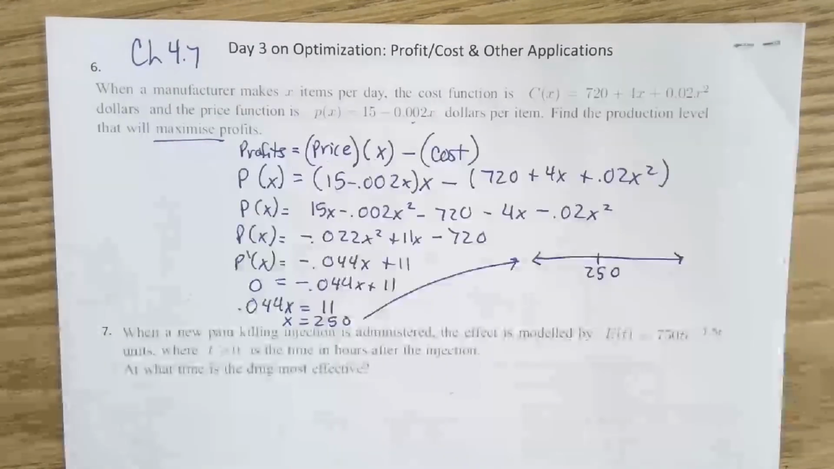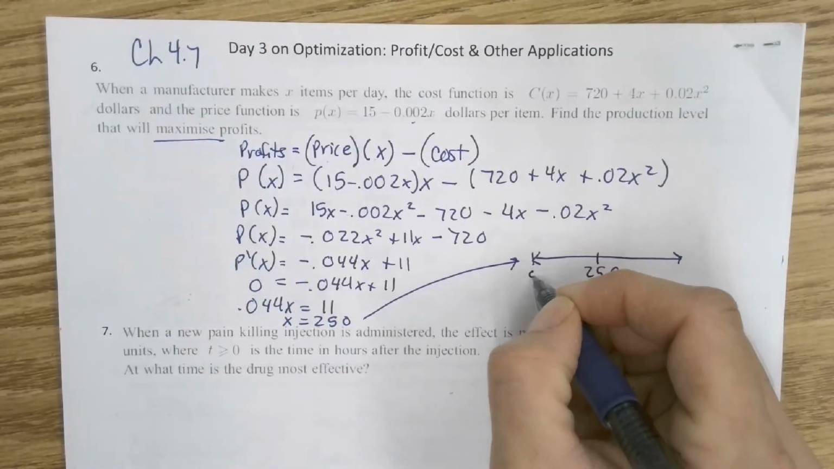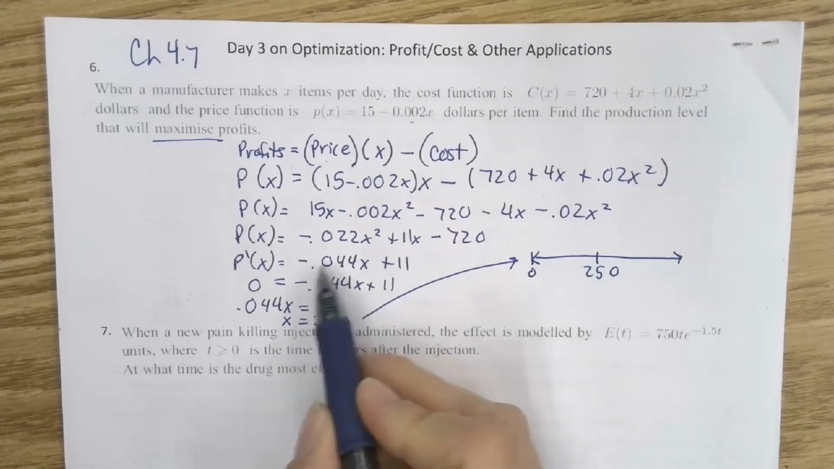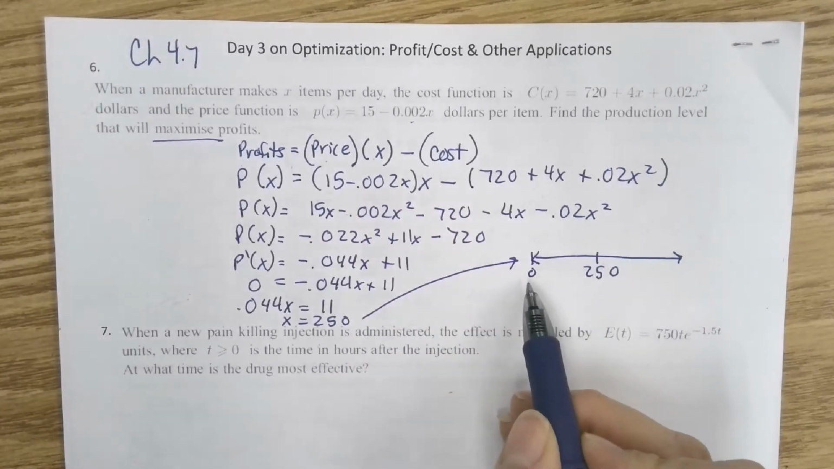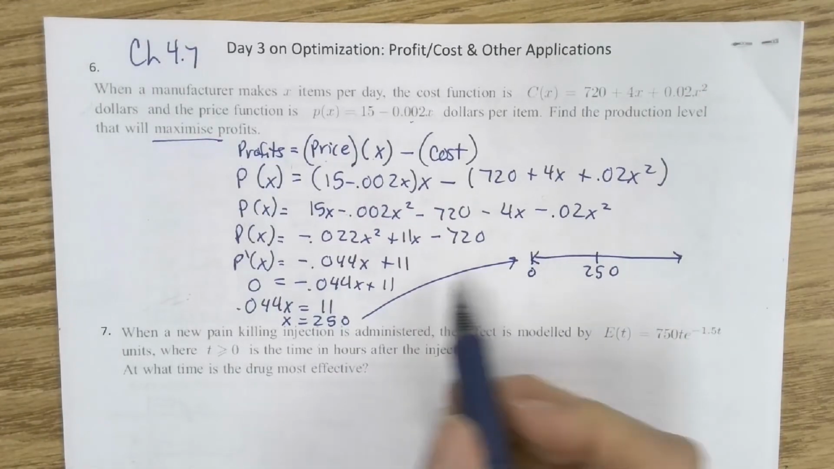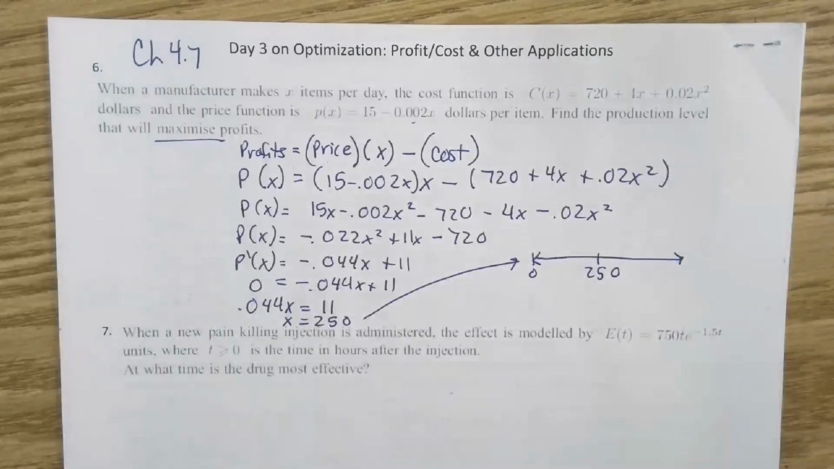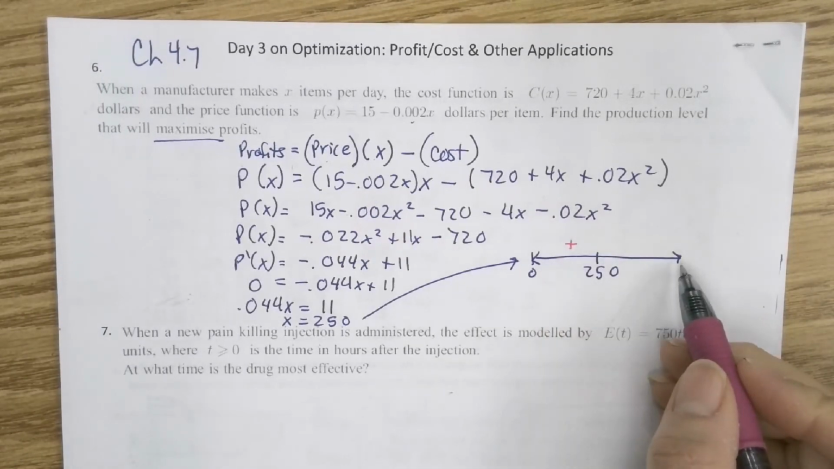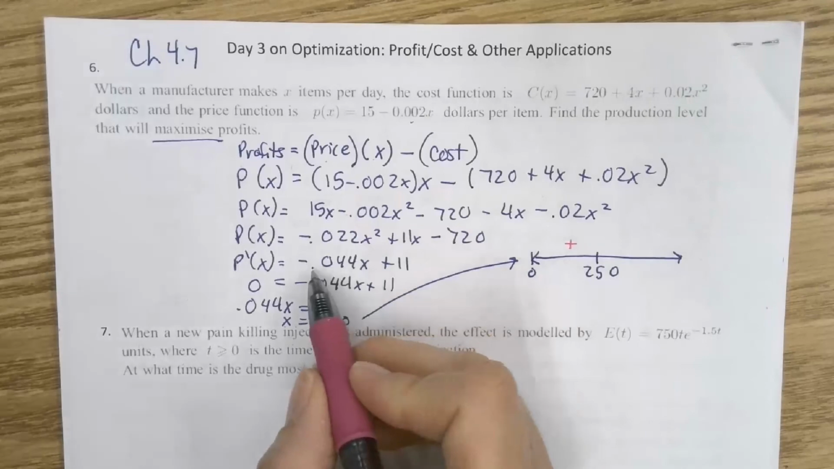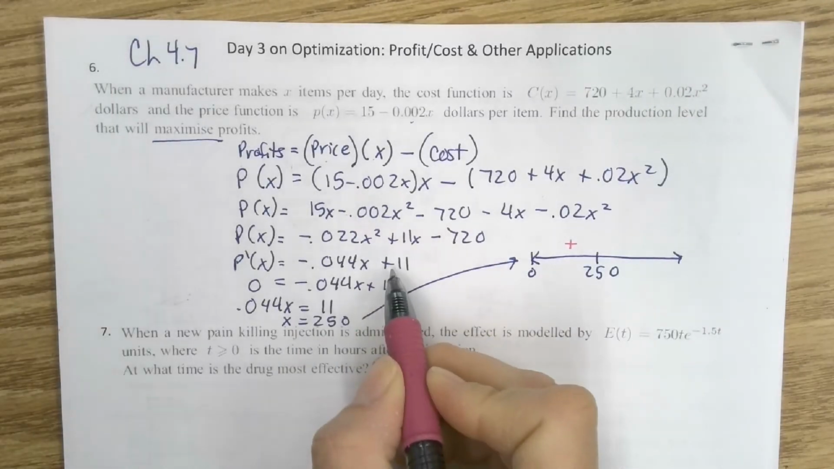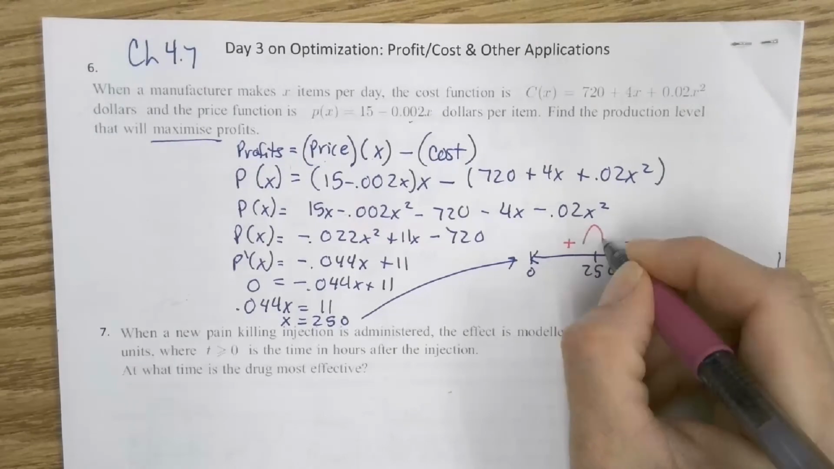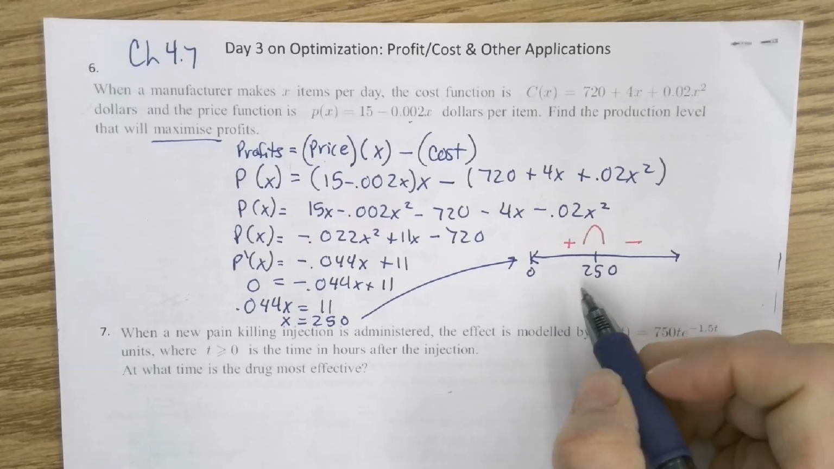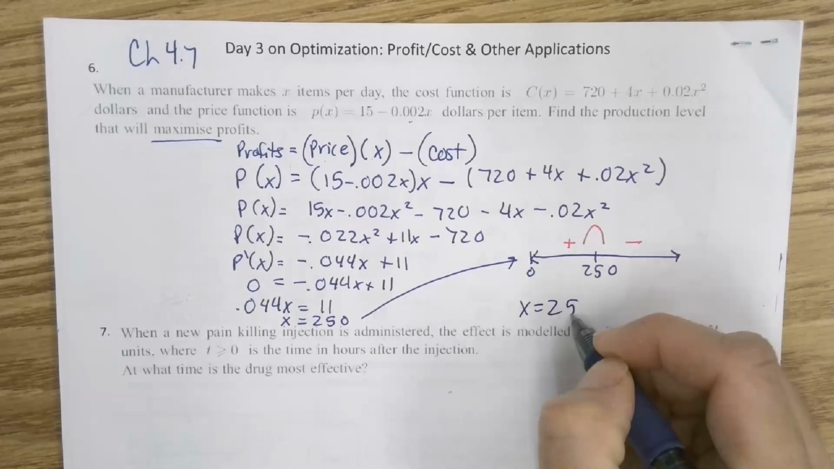And I know I'm not going to produce less than 0 items, so you can use 0 as a natural domain boundary. And I'm going to substitute numbers into my first derivative. You can substitute 0 because it's technically not one of our critical values. So if I substitute 0 in, I get a positive answer. If I substitute something very large like a million in, negative 0.044 times a million is going to be much larger than 11, so I get a negative. So we do, in fact, have a maximum. So the production level that will maximize our profits is the production level of 250 items per day.